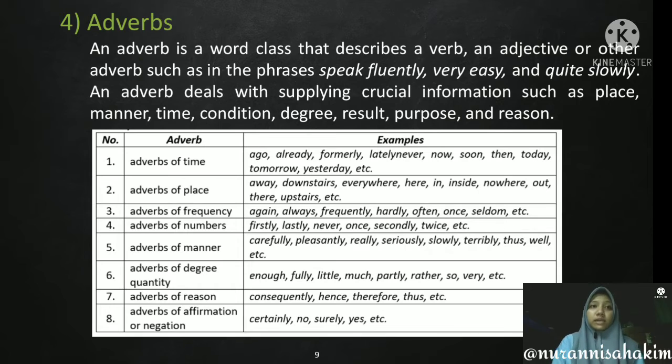4. Adverbs. An adverb is a word class that describes a verb, an adjective, or other adverbs, such as in the phrases speak fluently, very easy, and quite slowly. An adverb deals with supplying crucial information such as place, manner, time, condition, degree, result, purpose, and reason. As you can see at the table, there are 8 adverbs. Adverbs of time, place, frequency, numbers, manner, degree, reason, affirmation, or negation.